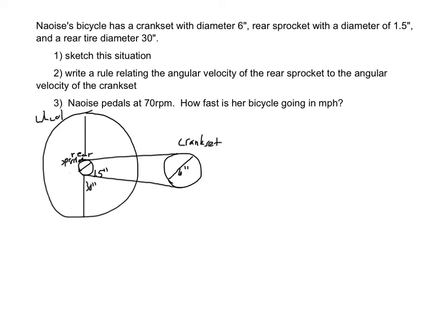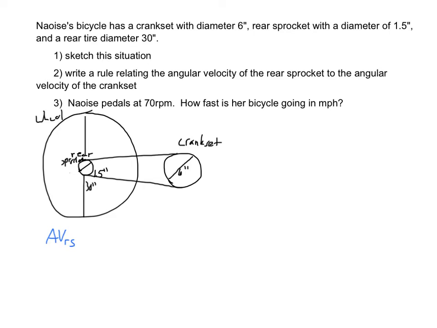Okay, so we're going to write a rule to find this speed based on this speed, because that's going to be our input. Now there's this whole long thing here about how the linear velocity is equal to the circumference times the angular velocity, and the linear velocity of the crankset is equal to the linear velocity of the rear sprocket. That chain needs to be moving at the same rate around the crankset as it is around the rear sprocket. And in class we set those two things equal to each other and divided through and got a rule based on their angular velocities.